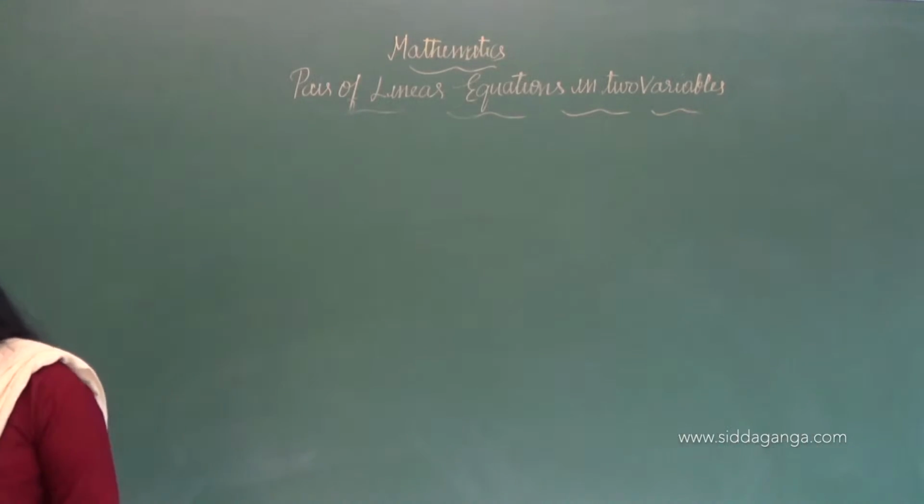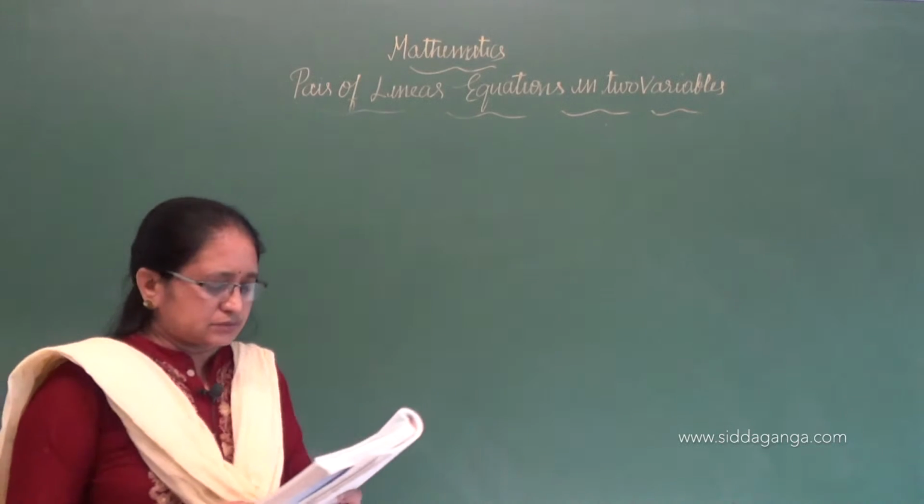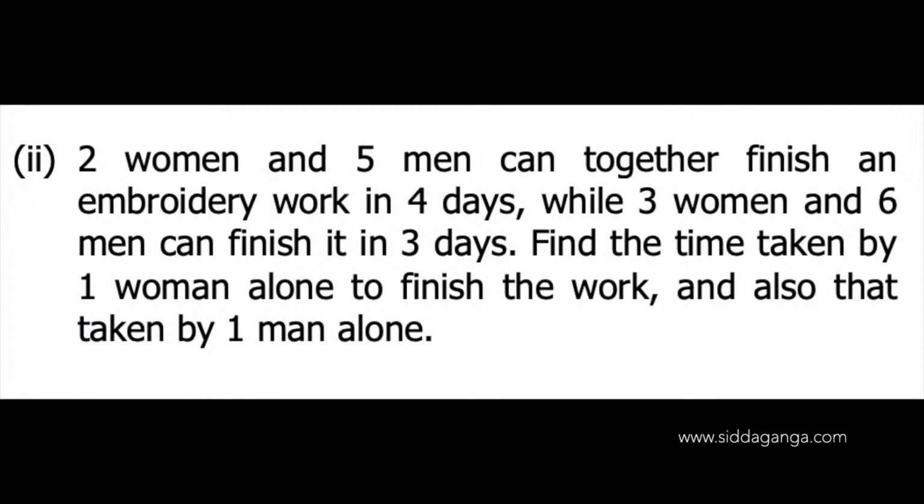Okay, let us do the next problem. 2 women and 5 men can together finish an embroidery work in 4 days, while 3 women and 6 men can finish it in 3 days. Find the time taken by one woman alone to finish the work, and also that taken by one man alone.